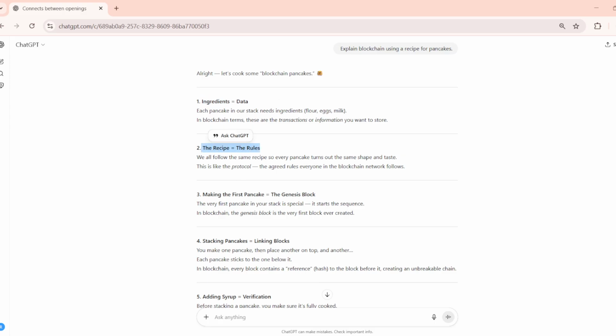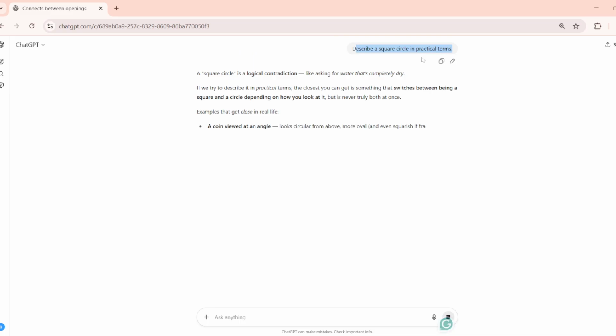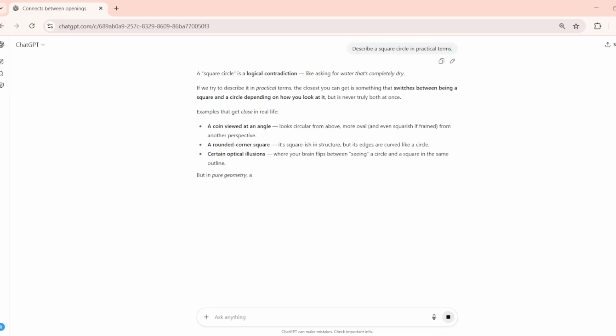Introducing deliberate contradictions is a fascinating way to test ChatGPT's reasoning capabilities. By asking it to describe a square circle in practical terms, you throw a paradox its way. This forces the model to navigate complex reasoning obstacles, showcasing its ability to manage and address seemingly impossible scenarios.